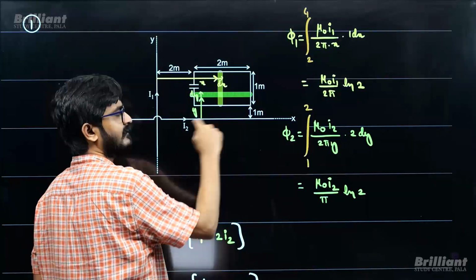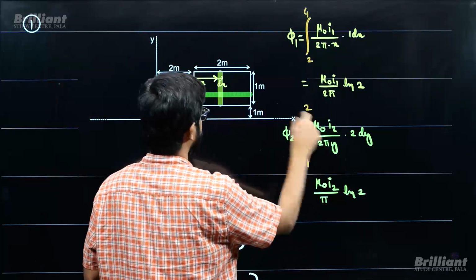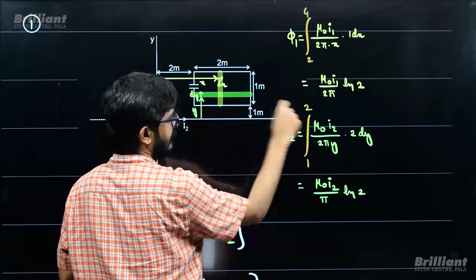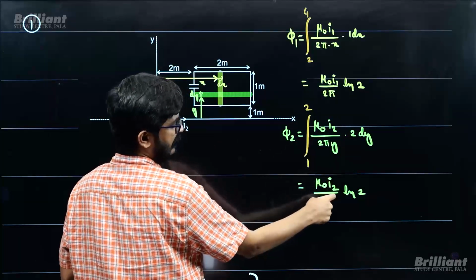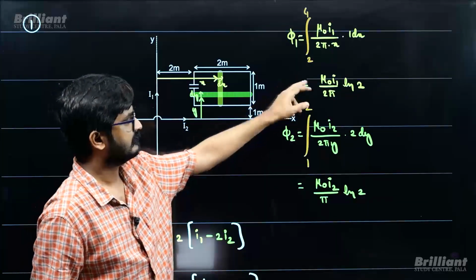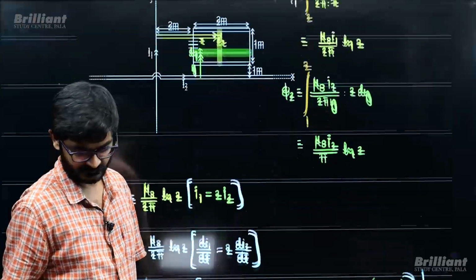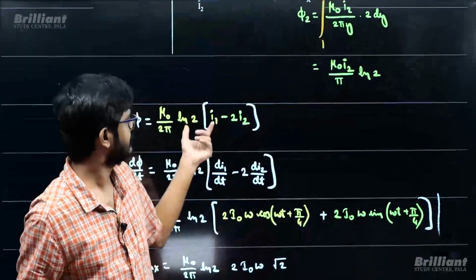Now similarly I will find the flux because of this wire. For that I will take an element here at a distance y. The magnetic field is this much and this area is 2 into dy. I will be integrating from where to where? 1 to 2. So finally I will get this one. But these two fluxes are opposing in nature. So the net flux will be flux 1 minus flux 2. So this minus this. That's the net flux.